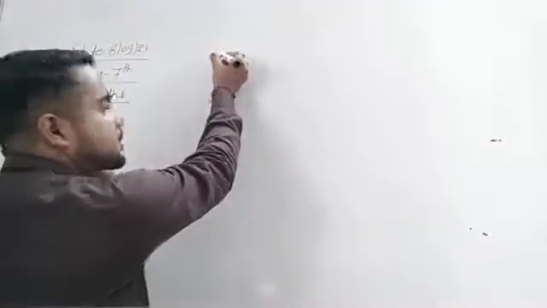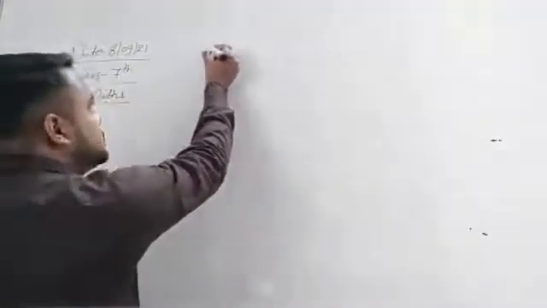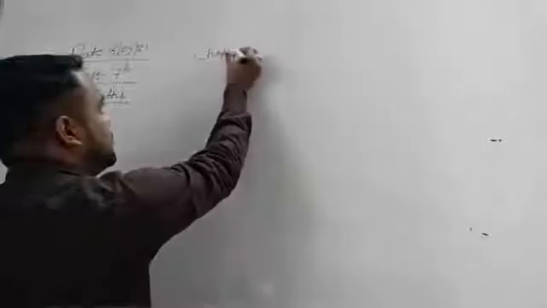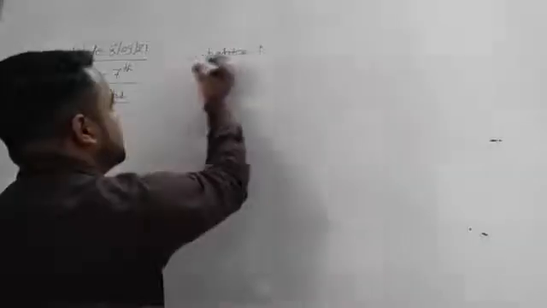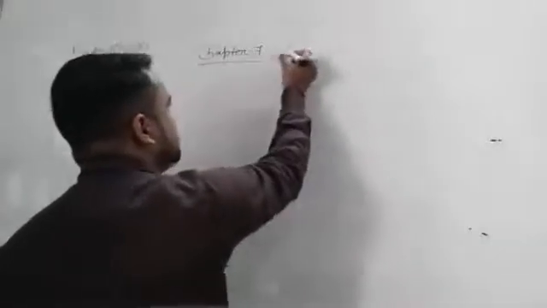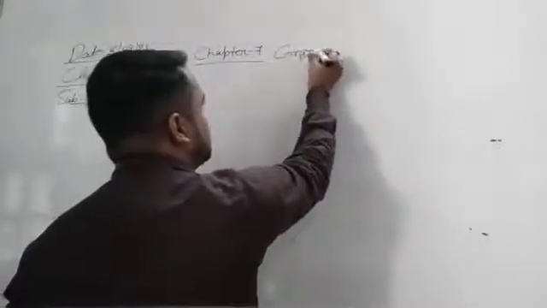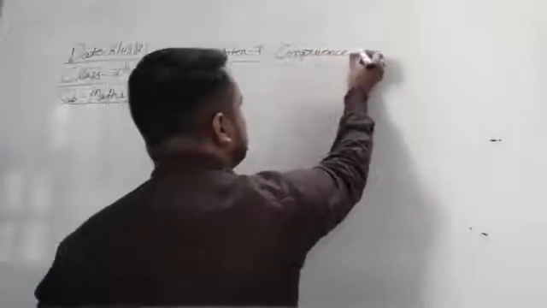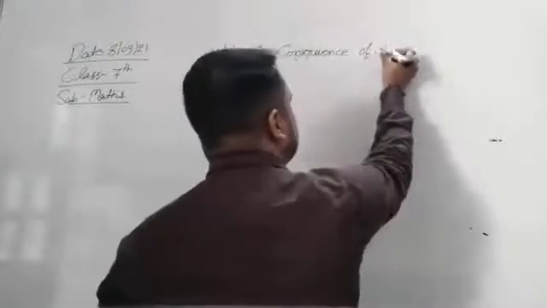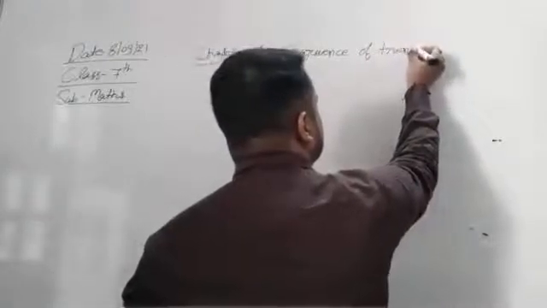Now we start chapter 7, and we will do the remaining part of this chapter. Name of the chapter is congruence of triangles.